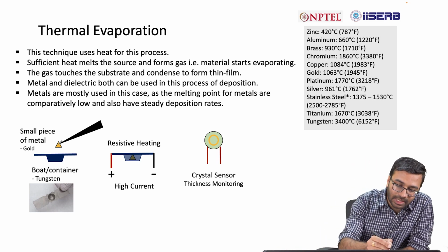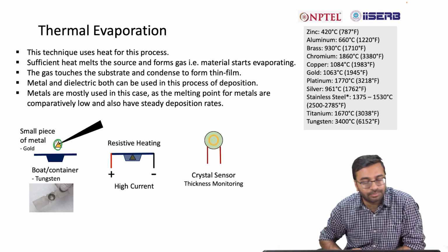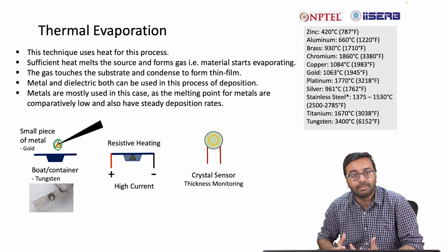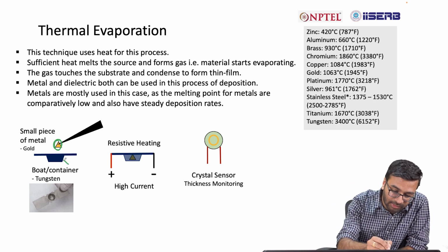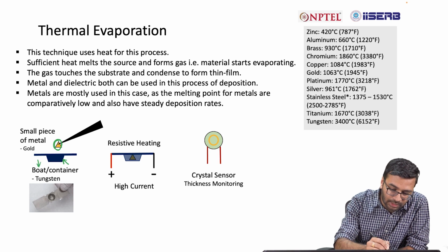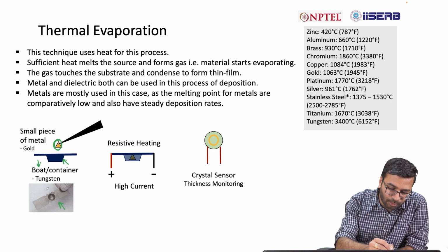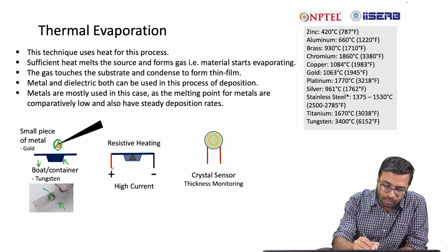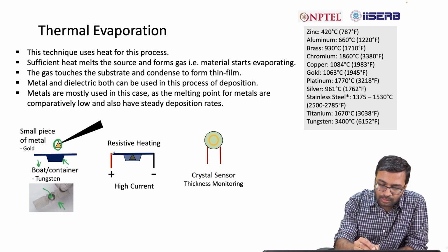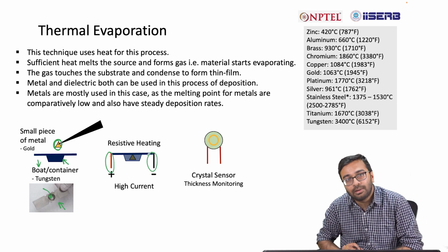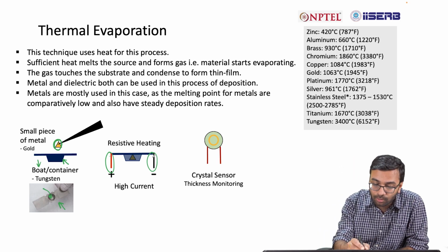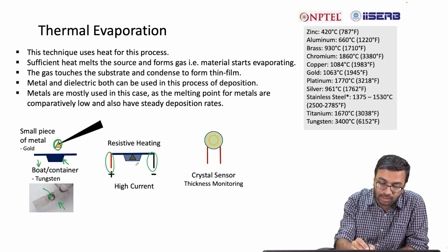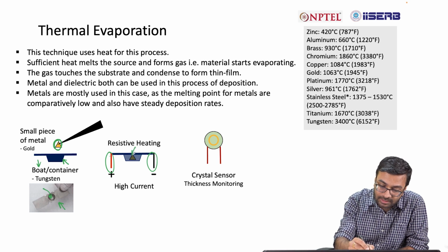So, what we do is we take a small piece of pure material, mostly metal in this thermal evaporation technique, and then we put this in a container. We call this container a boat. This is how it looks. Then you put the material here, place this boat and connect it with a high current source, and then you pass current through the boat. Once current is passing through the boat, it generates heat and melts the material kept on it.